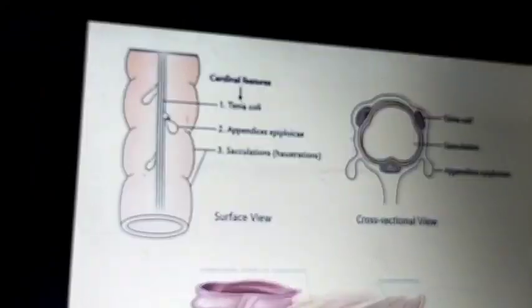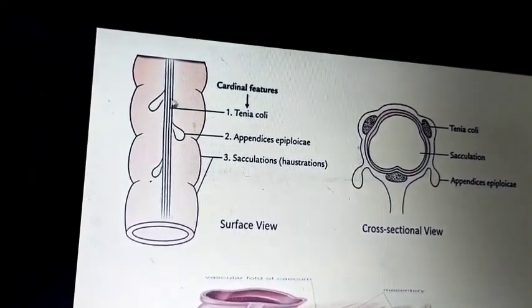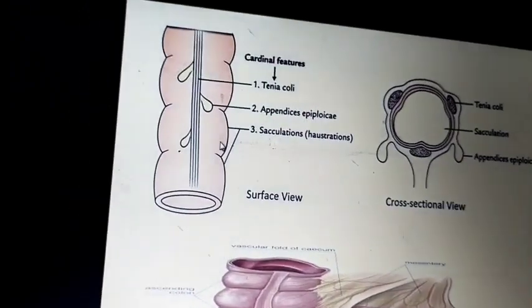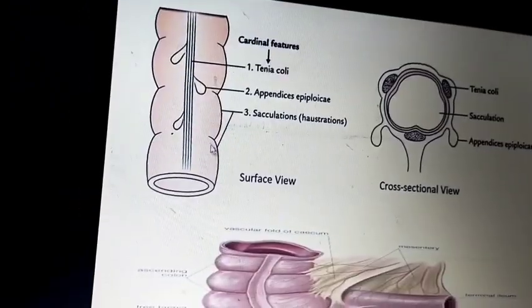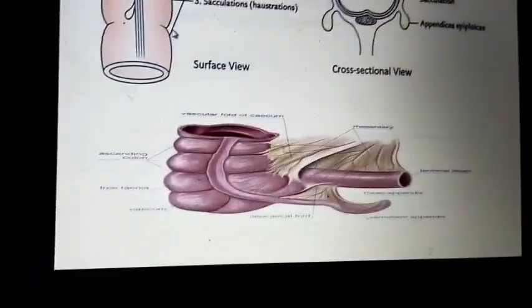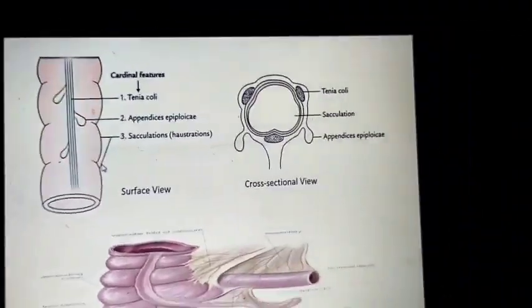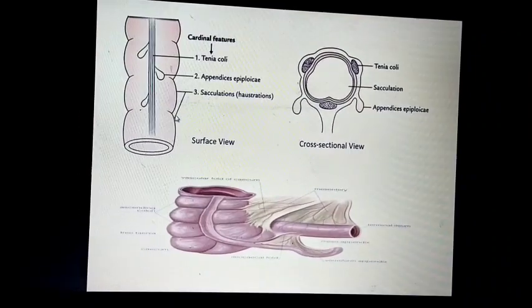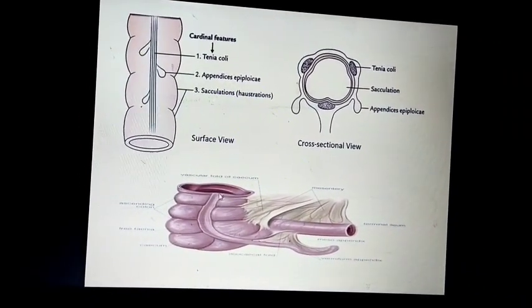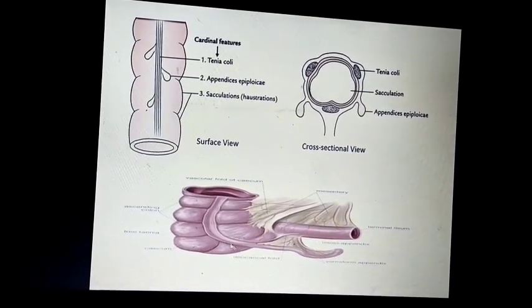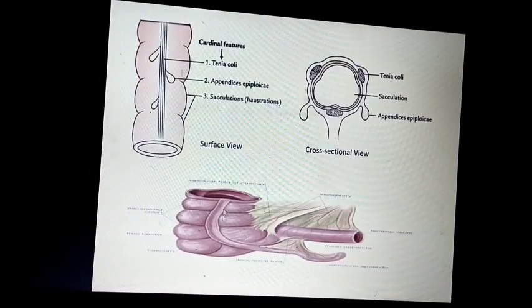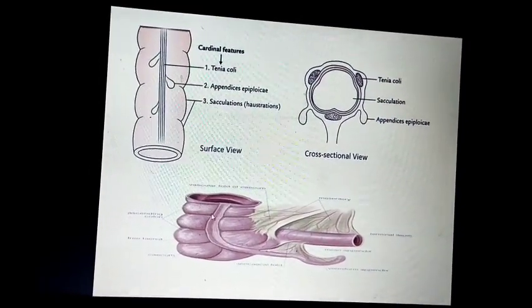Okay, and this is a fat-filled sac. These are called appendices epiploicae. And these sac-like or pouch-like structures of the large intestine are called sacculations. See here in this picture, this is a ribbon-like structure. This is the tinea coli, and these are the sac-like structures.